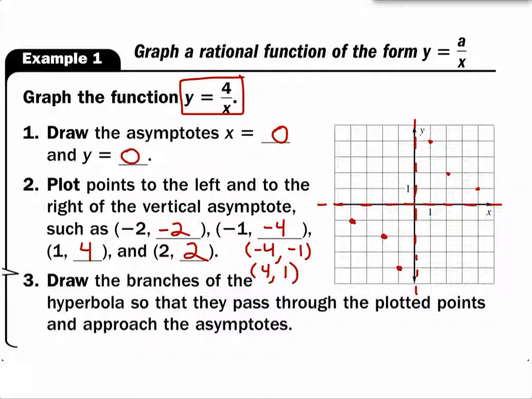Now, we're going to take these 3 points, and we're going to draw a nice smooth curve that goes through them. And if at first you fail, you erase it and try again. Nice smooth curve that goes through them with arrows, and that goes toward the asymptotes. Boom. That's the hyperbola, and each of those pieces is called a branch.